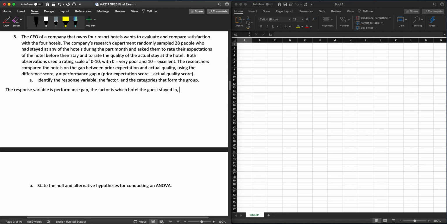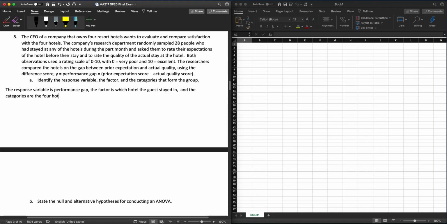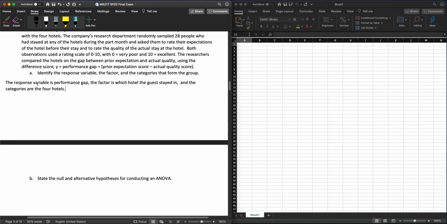And because of that, the categories are the 4 hotels. Again, for very much the same reason as why the factor is the hotel as well. Meaning that that's the grouping or the categories that we'll be using for this ANOVA.